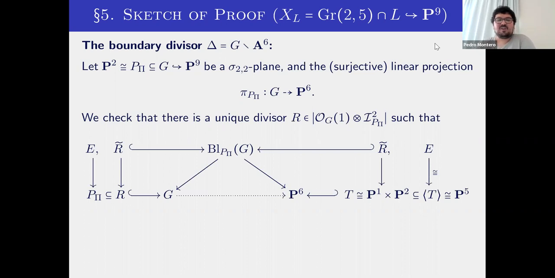Let me explain this drawing. You take the Grassmannian and you take this projection. This map is birational, and there is an explicit link which is the following. You take the center of the projection, which is a plane, you blow up, and you get the blow up of the Grassmannian along this plane. And this variety upstairs has another contraction to P6. And we can describe this contraction in a very explicit way. This is the blow up of a threefold T, which is isomorphic to P1 cross P2.